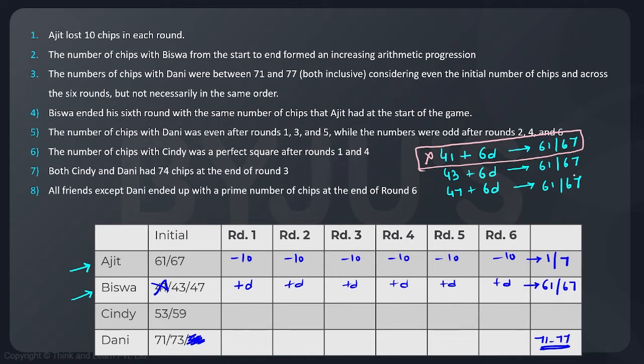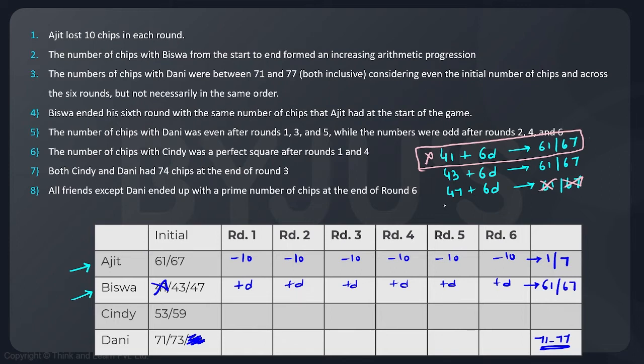Can 43 plus 6D be 67? Yes, 43 plus 24 can give me 67. So both possibilities are there. What about 47? 47 plus 6D, can it give me 61? No. 47 plus 14 is 61, but 14 cannot be 6D. Can 47 plus 6D be 67? Again, no. This also is not possible. So can I say the only possibility here is 43? Because 43 plus 6D is the only case that can give me a 67 at the end.